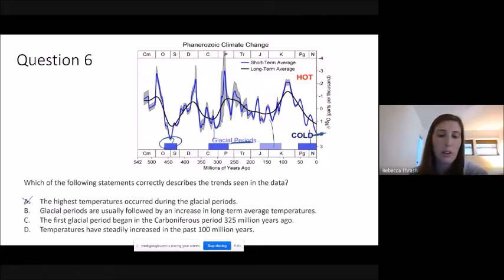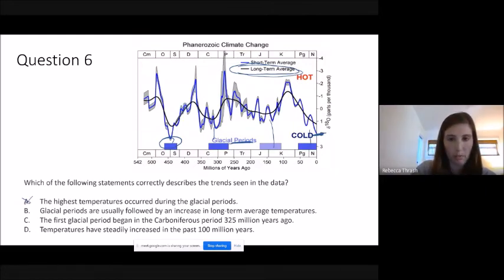Glacial periods are usually followed by an increase in long-term average temperatures. So let's make sure I'm looking at the right thing. Long-term average, that's the black line. So here was a glacial period. Well, that was an increase there. Here's an increase after this one. Here's an increase here, and we haven't been able to see the uptick. So that sounds like that might be correct.